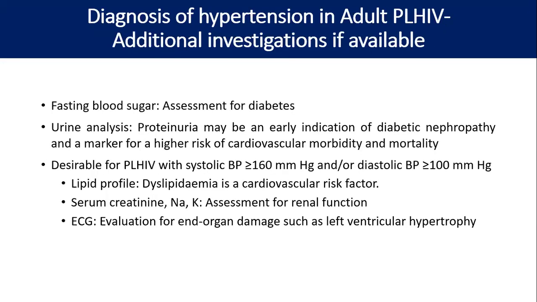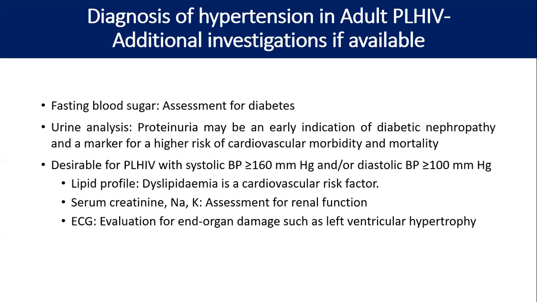Now, diagnosis of hypertension in PLHIV. Other investigations that we can do is fasting blood sugar, because it is seen that hypertension and diabetes frequently coexist, and diabetes is also a cause of hypertension. Then urinalysis for possible proteinuria if the patient has diabetic nephropathy. And the presence of this proteinuria is also a high risk marker for cardiovascular morbidity and mortality.